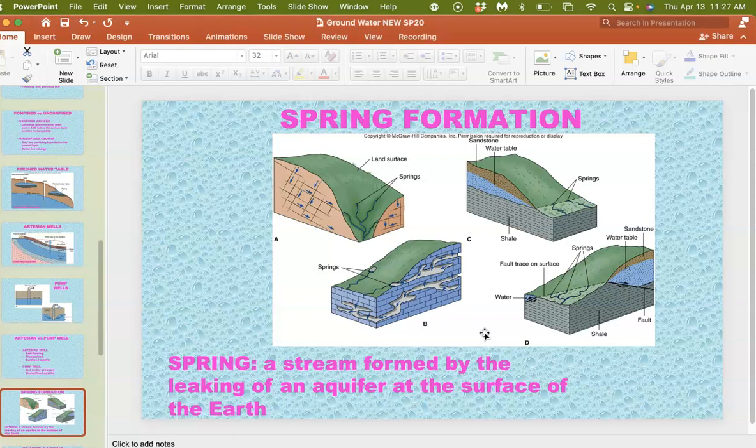So with springs, the source of the water is groundwater, the aquifer itself. It's the aquifer leaking out at the surface. And this is just showing you, in probably way too many diagrams, a number of ways that can certainly happen.